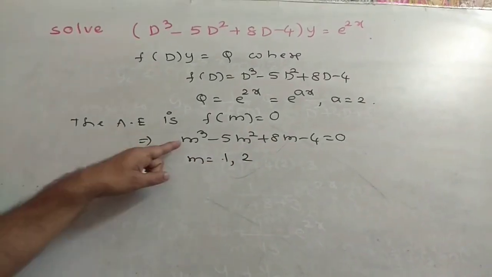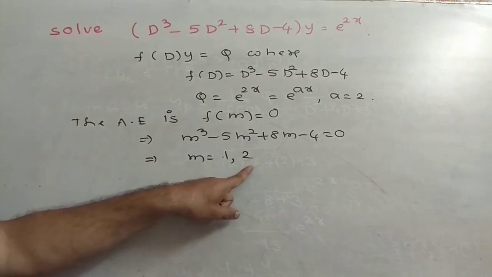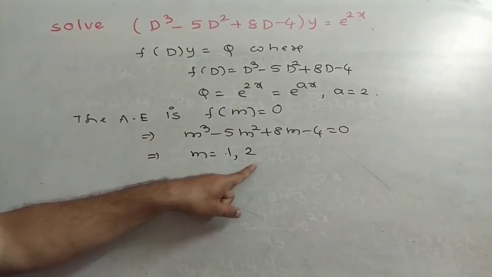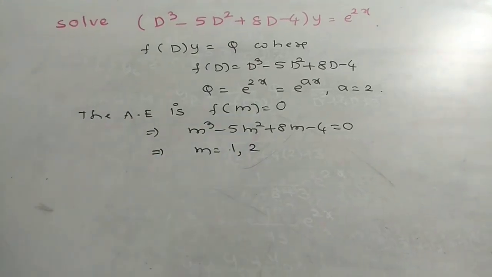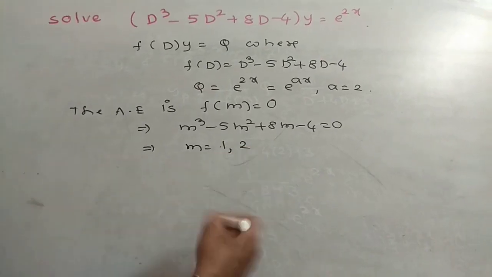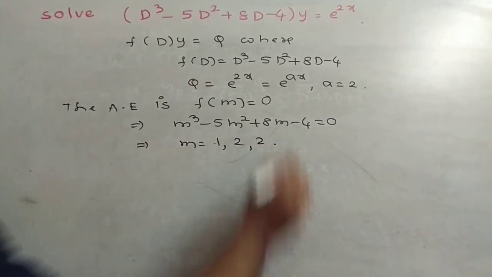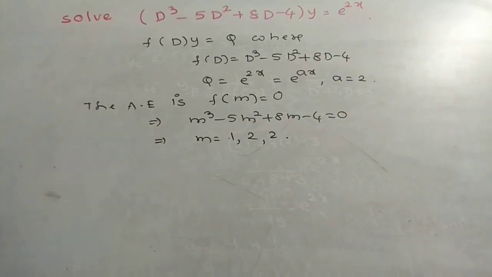So actually we require 3 values for m. So 1 and 2 you are getting means one of the roots is repeated. How to calculate the repeated value? Use your synthetic division method. Already we have taken it in the last video sessions. So the repeated value you can calculate. That value is nothing but 2. So totally the roots are 1, 2, 2.